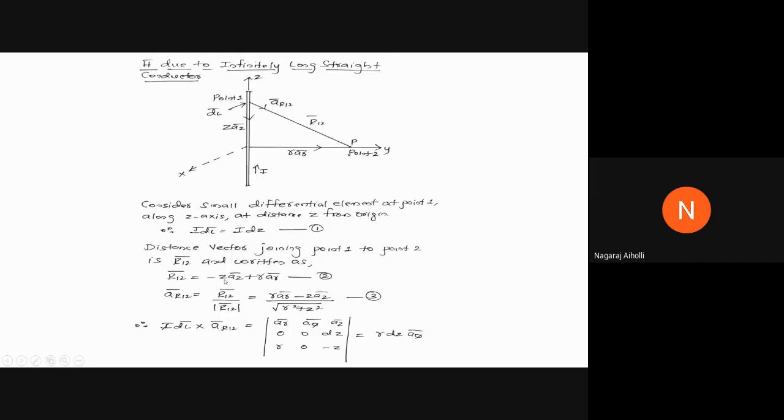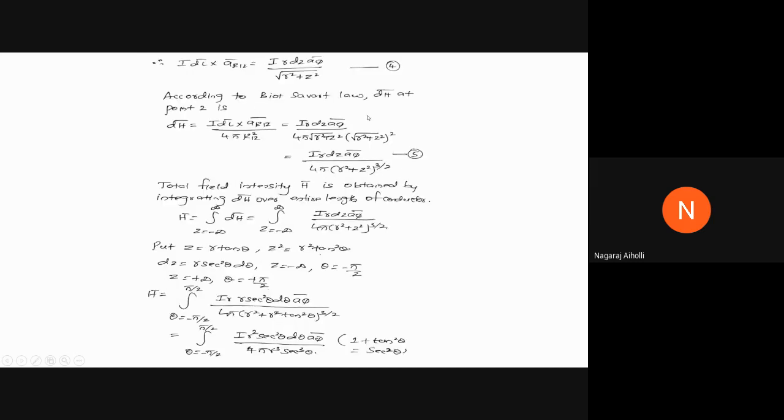R12 is given by square root of minus z square plus r square. This is the distance vector. If we find out its magnitude, it will be square root of r square plus z square. Write it. This will be multiplied with square root of r square plus z square, the whole square, because it is R12 square, that is square root of r square plus z square, the whole square.